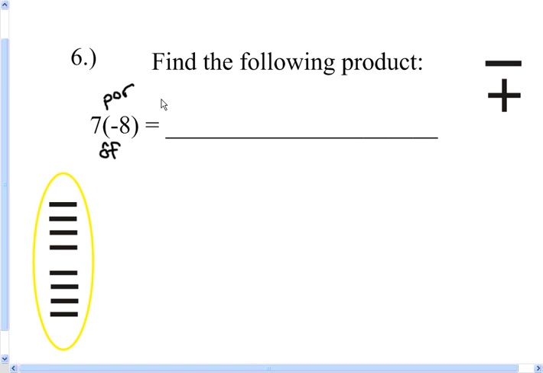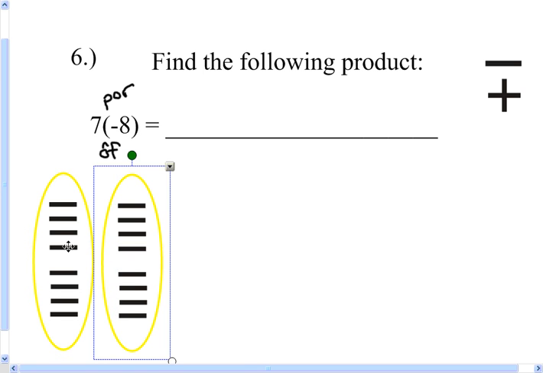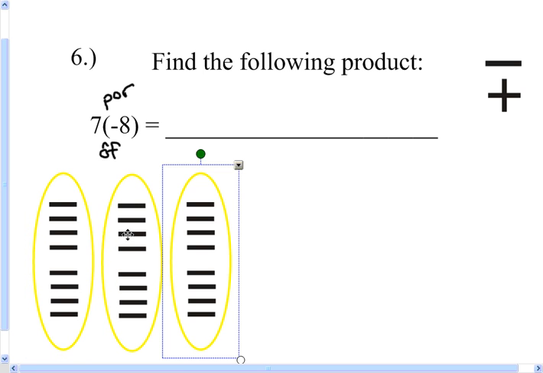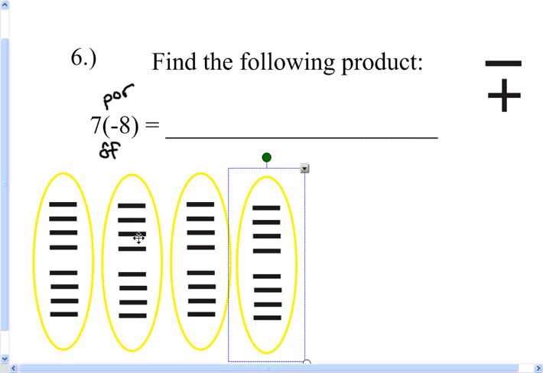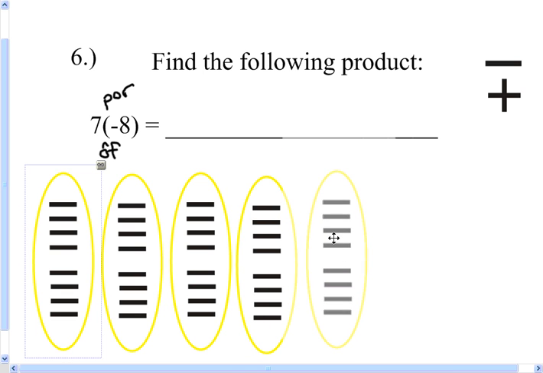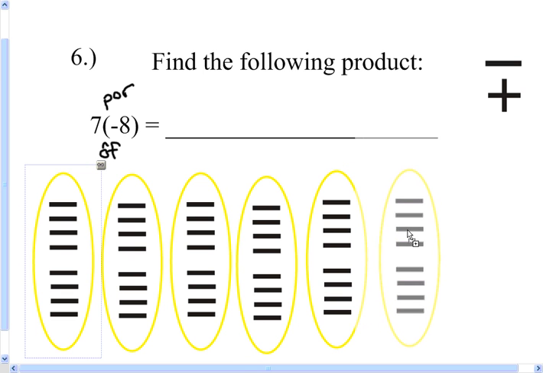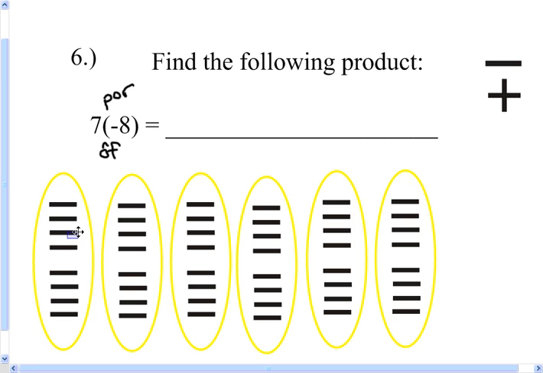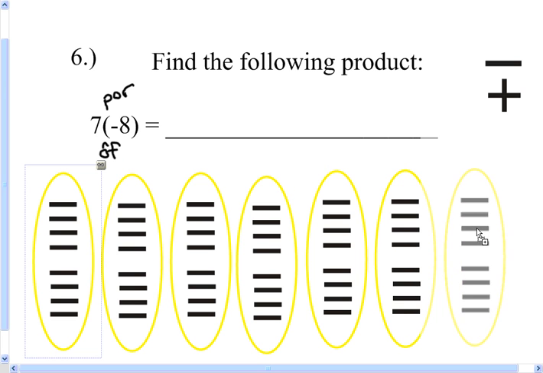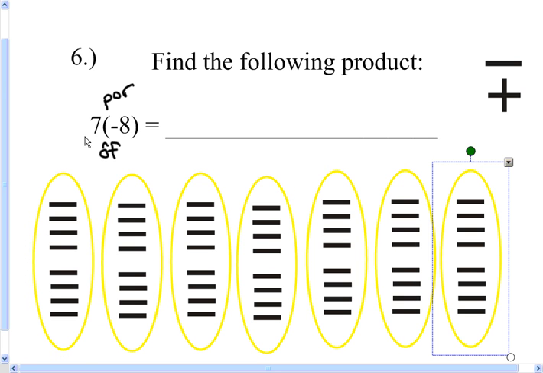Here we have 7 groups of negative 8. Here's one group of negative 8. I separated it into 2 groups, so it's easier just to see that it's negative 8. Here are 2 groups of negative 8. 3, 4, 5, 6, 7. We are adding 7 groups of negative 8.